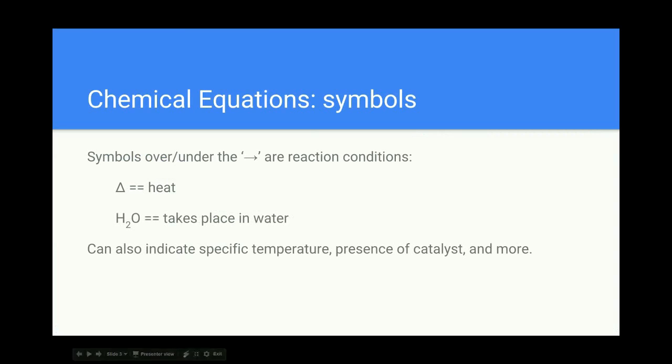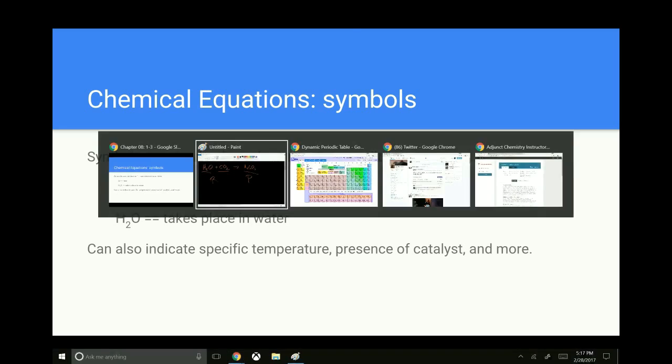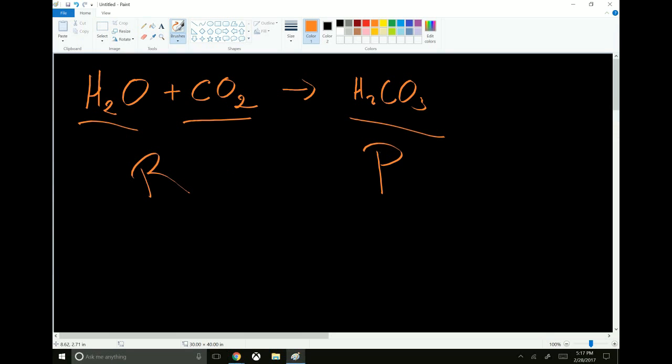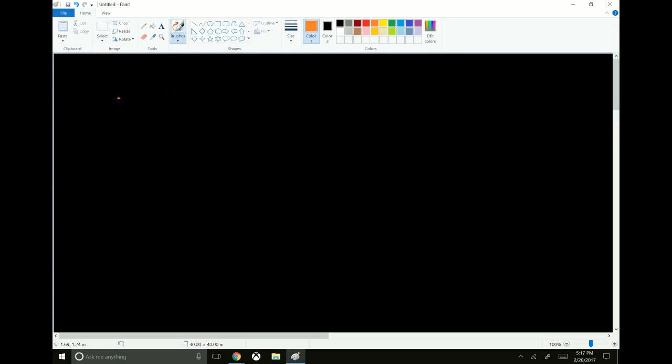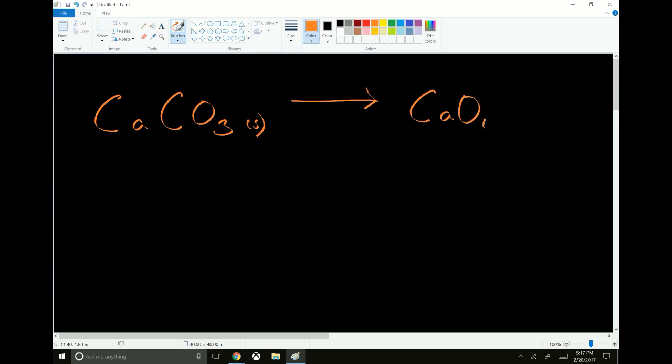You can use more symbols to specify reaction conditions. Water can react with carbon dioxide pretty much any time to make carbonic acid. But let's say you're talking about calcium carbonate or limestone. If you heat it up, you can produce calcium oxide and CO2. But it doesn't just happen by itself. You do have to apply heat. In this case, the triangle, the delta symbol, means heat.